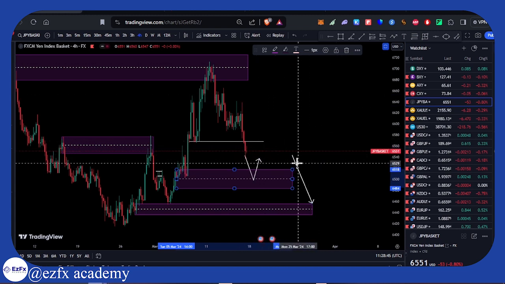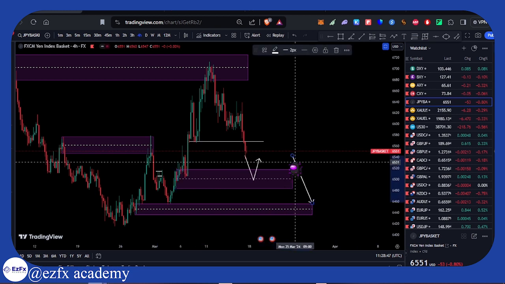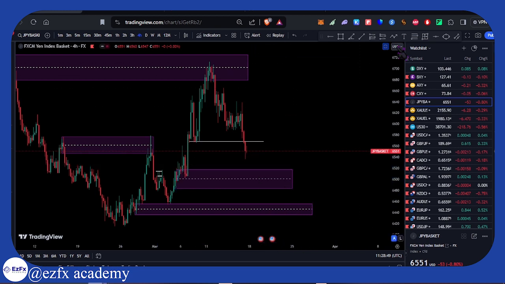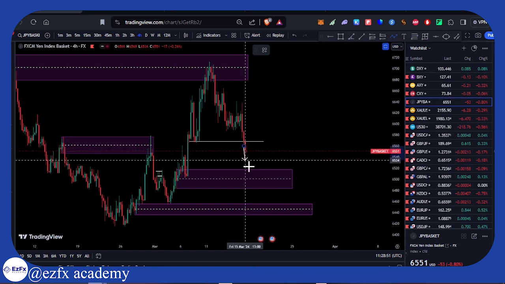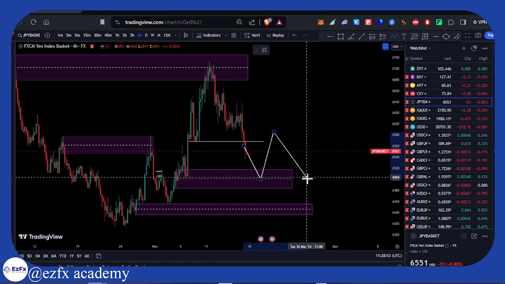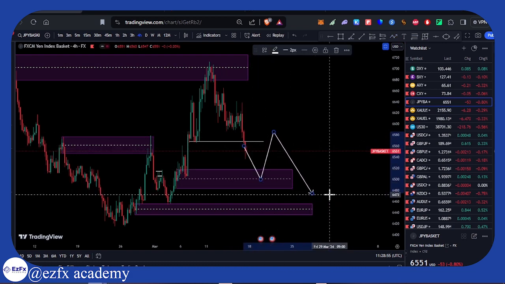Let me just see if I can mark this out here. Let me delete all these arrows and just mark this out. This for me would be the most ideal move for price to make on JPY basket: sell to buy to sell.